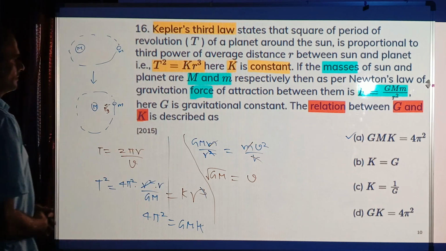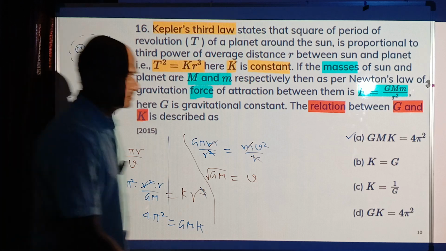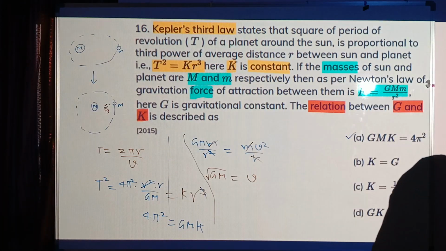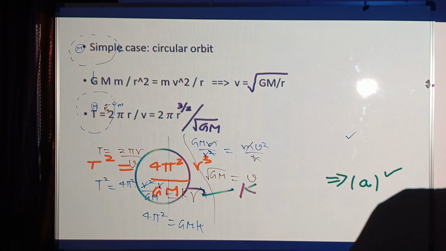Gravity force GMm by r square is equal to the centrifugal force. This option is the correct answer.